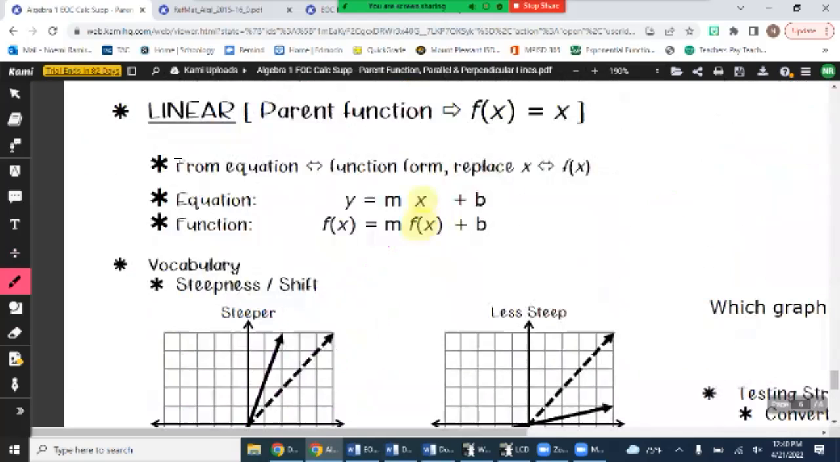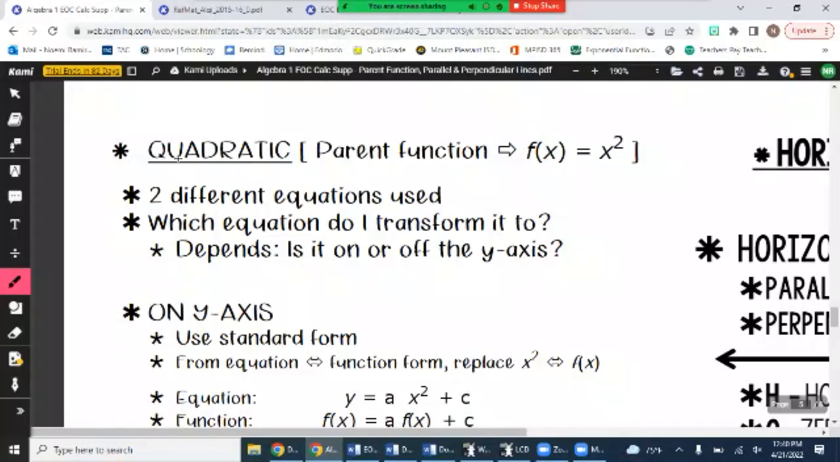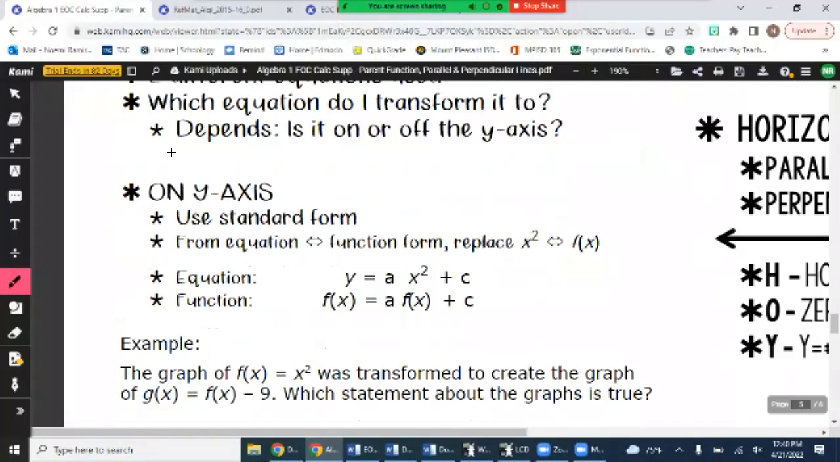All right. Quadratics are probably going to be the most confusing out of both of those to switch back from function form to equation form, but it all depends. This is the big question here. Is it on the y-axis or is it not on the y-axis? Did it just go up or down, or did it also go left and right?